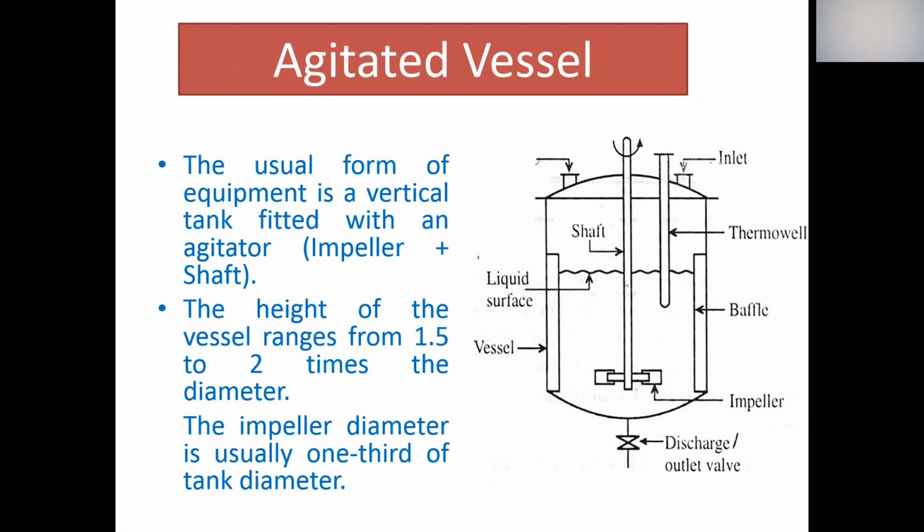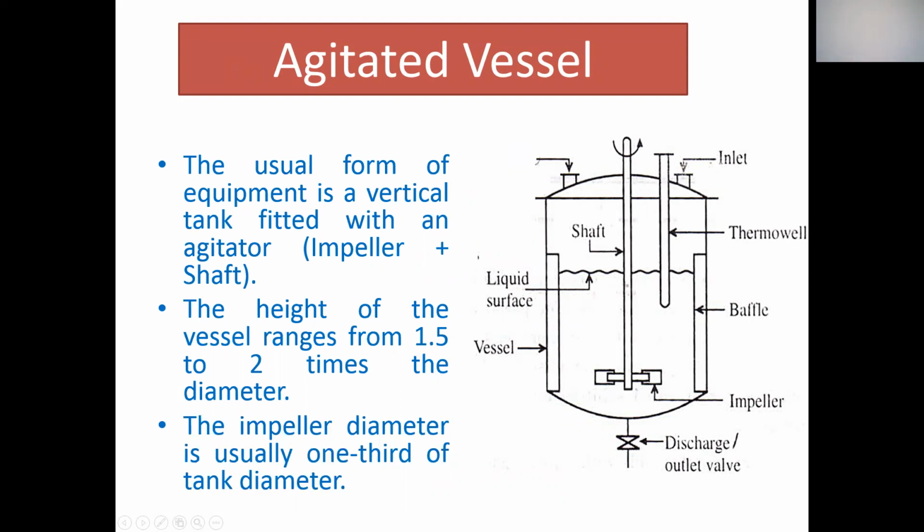Let's talk about the dimensions. Other things we have already discussed. This is the vertical tank. The height of the vessel ranges from 1.5 to 2 times the diameter. See, if its diameter is 1.5 meters, then the height is going to be around 3 meters. If the diameter is 1.5 meters, then the height will be 1.5 to 2 times the diameter, right?